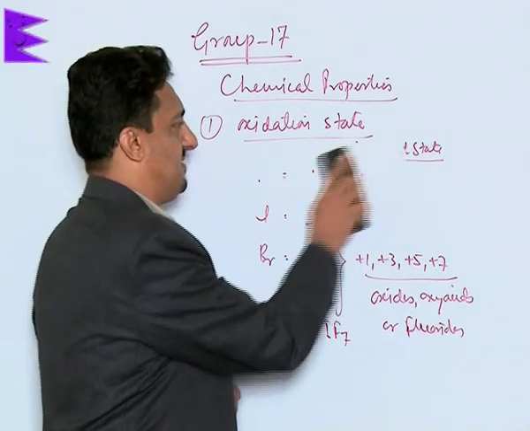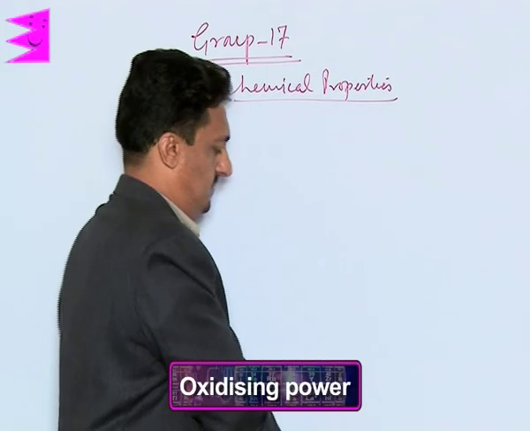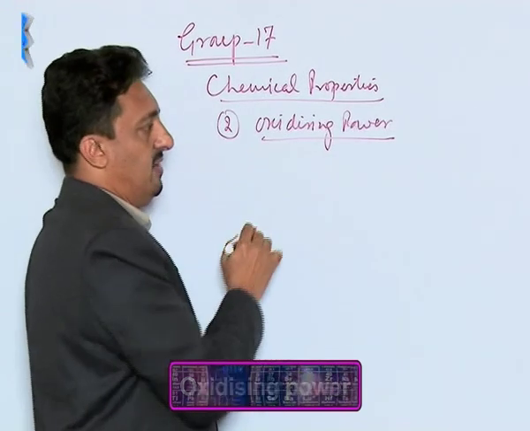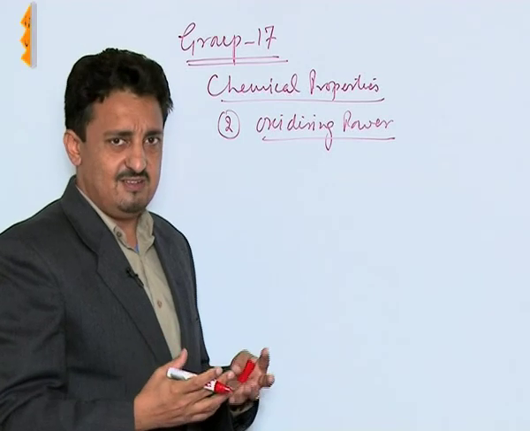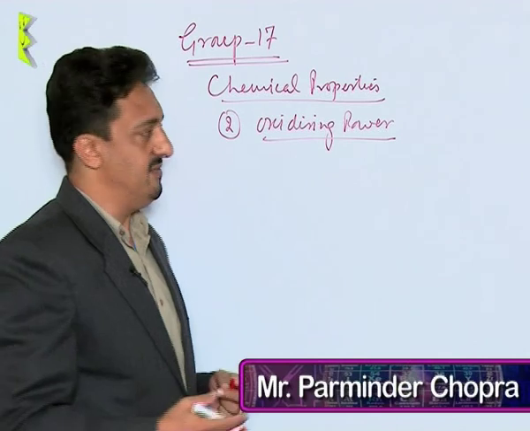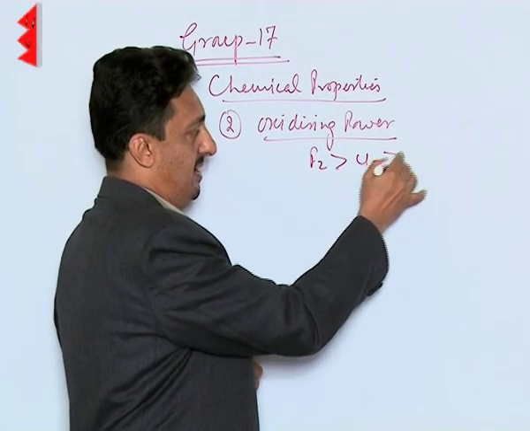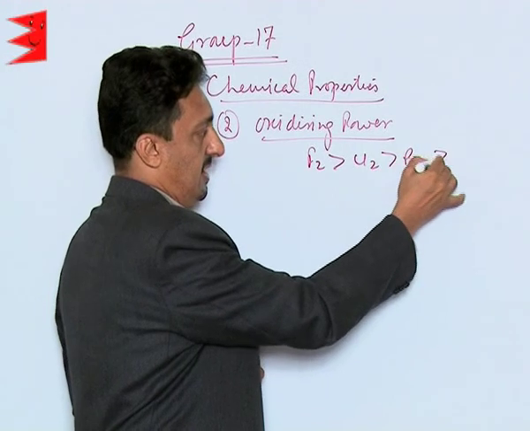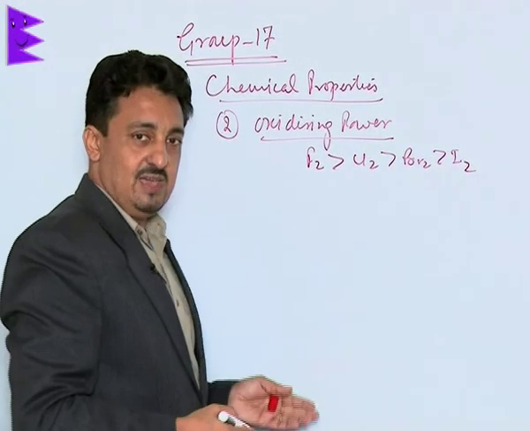Now let us discuss their oxidizing power. When we are talking about their oxidizing power, we know that they all are very strong oxidizing agents. The reason being their electronegativities are very high and their electron affinities are very high. Their oxidizing power is like this: fluorine is the strongest, followed by chlorine, bromine and iodine. This can be shown by the following examples.